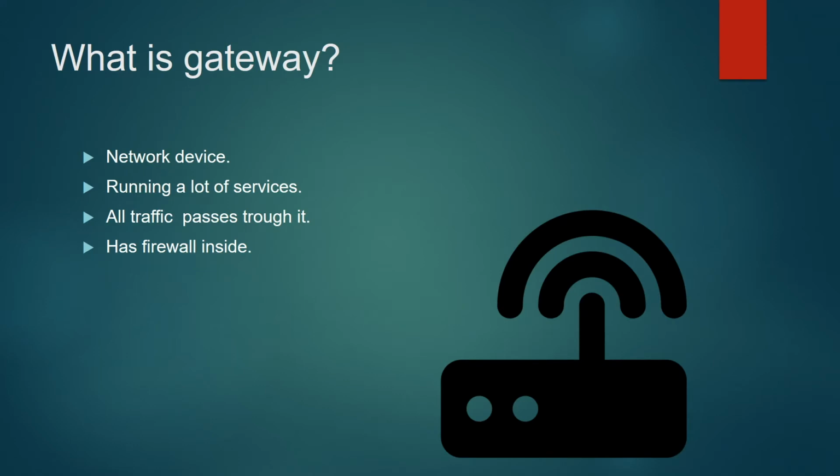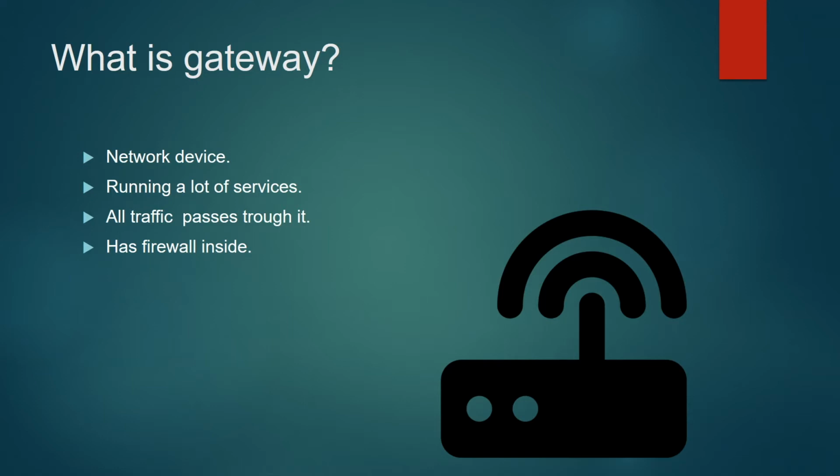So it's time to actually cover the gateway. What is a gateway? The gateway is just a network device. It redirects all the packets, it runs a lot of services, and has a firewall inside. So it's just a device which actually creates your network. It's the edge between the external and the internal or private network. The gateway is actually running a lot of services like DNS and DHCP, which allow a local network to be actually accessible, visible, and to be actually a thing.